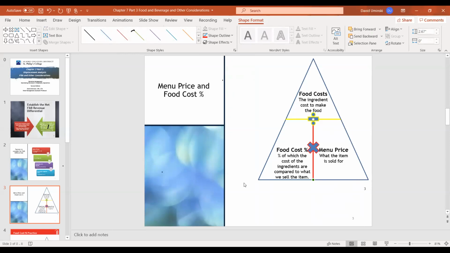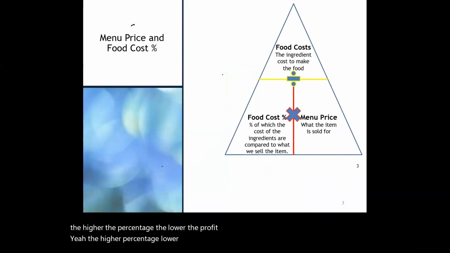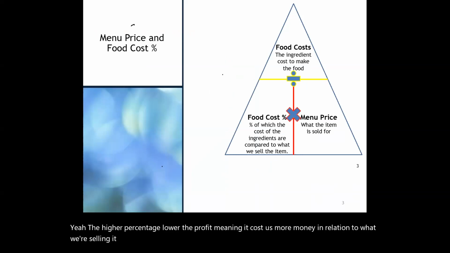Okay, let's go back. I have a question. Yes, go ahead. Did you say the higher the percentage, the lower the revenue when it comes to this pyramid? The higher the percentage, the lower the profit. Lower the profit. Okay, thank you. Yeah, the higher the percentage, the lower the profit, meaning it costs us more money in relation to what we're selling it for. So we're going to get less net revenue from that particular item.